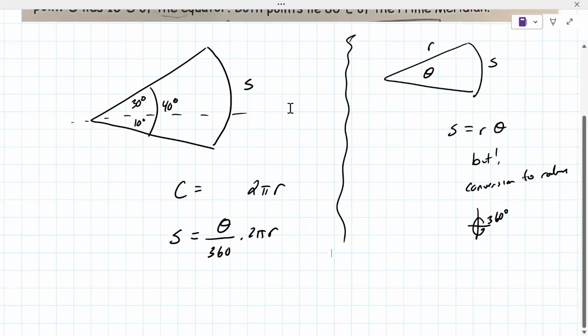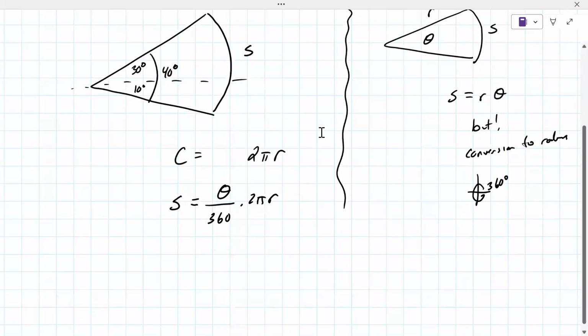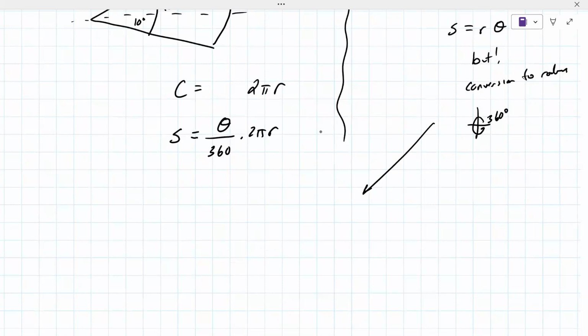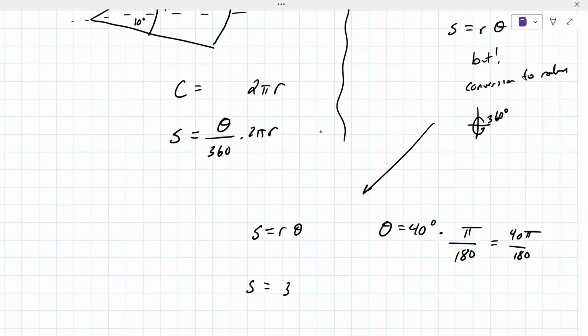We've been doing S equals R theta. Okay. So when you use that approach, you have to convert your angle to radians. To convert to radians, you multiply by pi over 180. Yeah, it has to be in radians. And then the radius is given: 3,963 times 40 pi over 180.